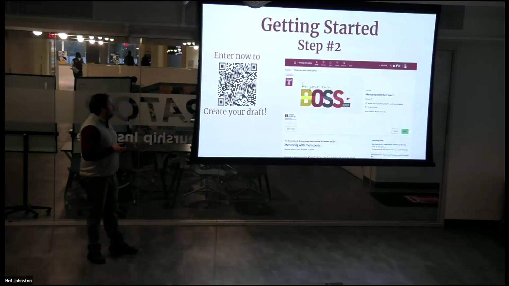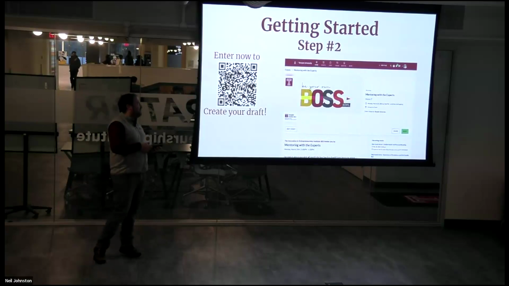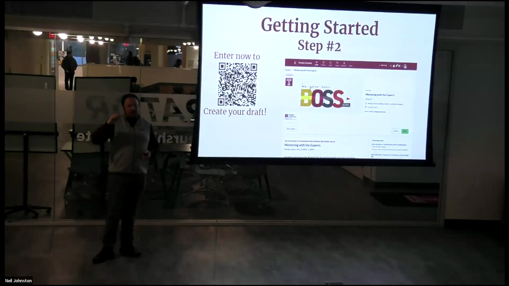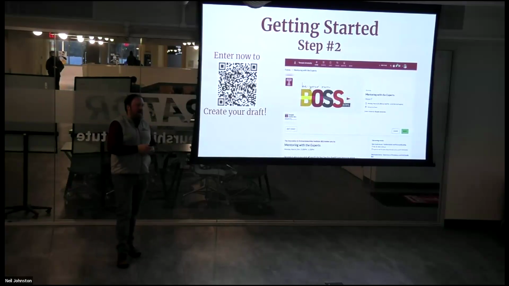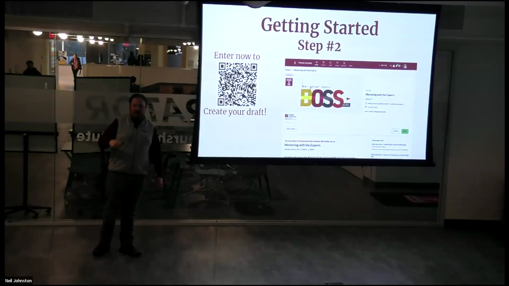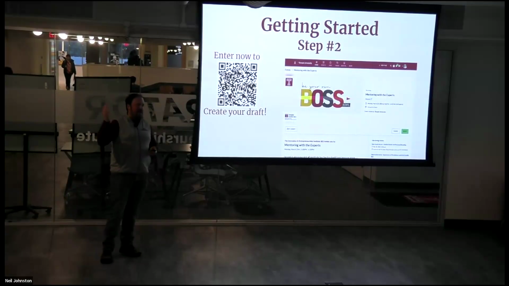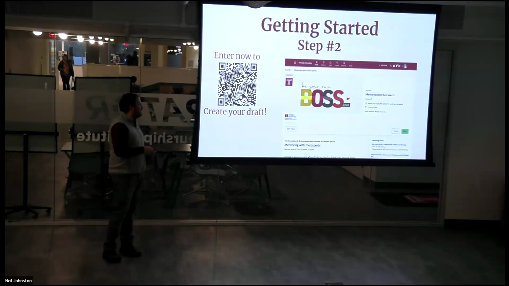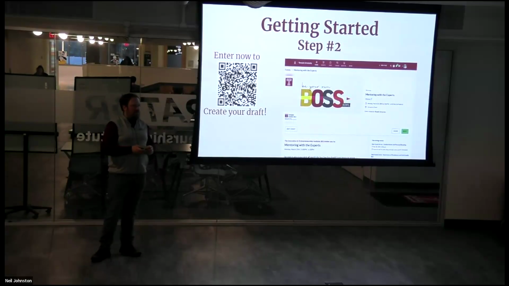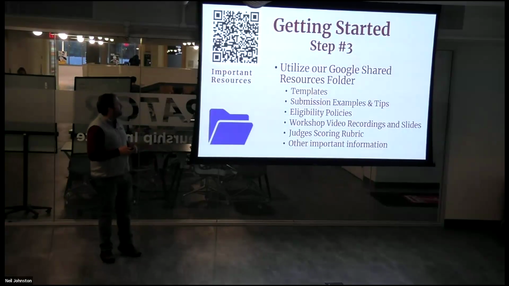Step number 2 is to create your draft. This QR code will take you to the submission portal. Again, all of what you need is spelled out in the long description there. You can begin your draft and see all of the different things that you need to answer and all the files you need to upload. And if you have any questions, it directs you where to reach out as well.